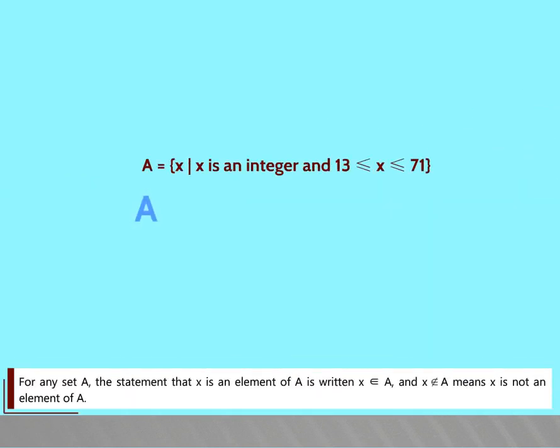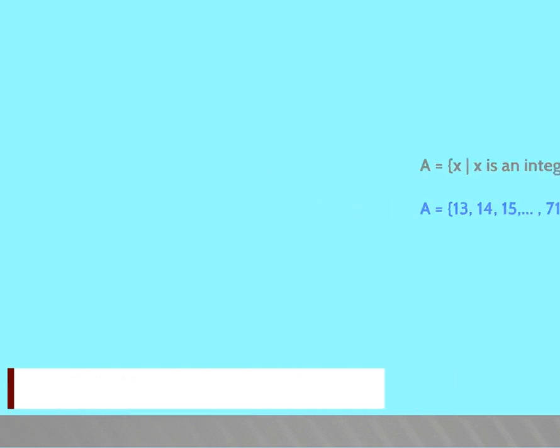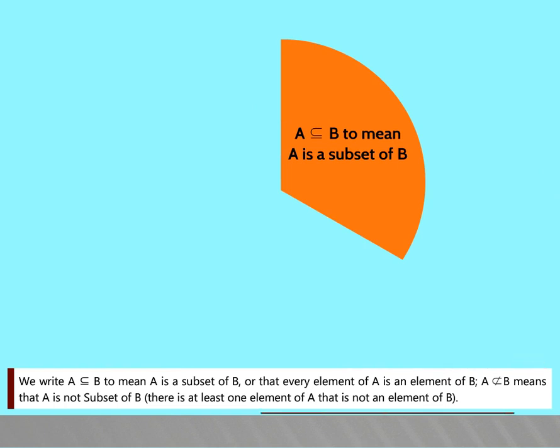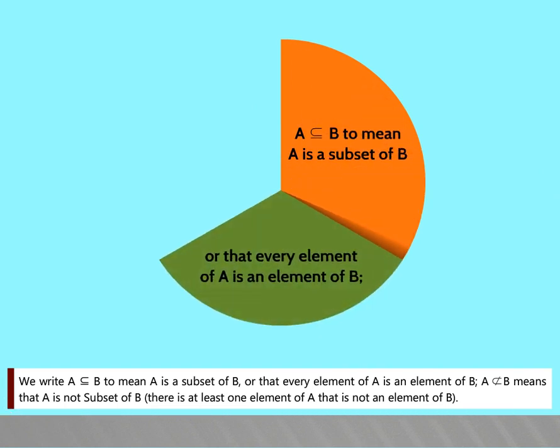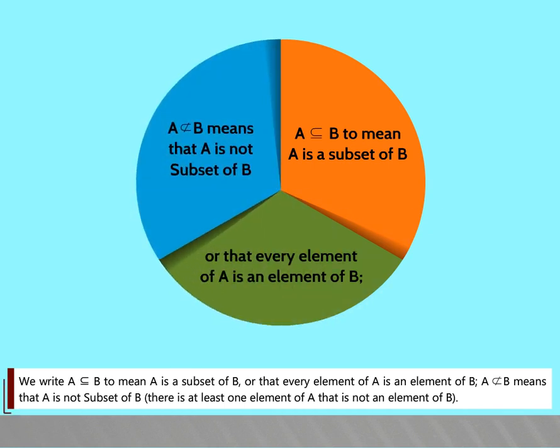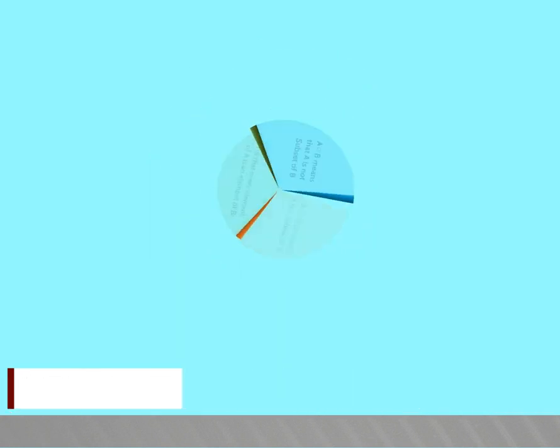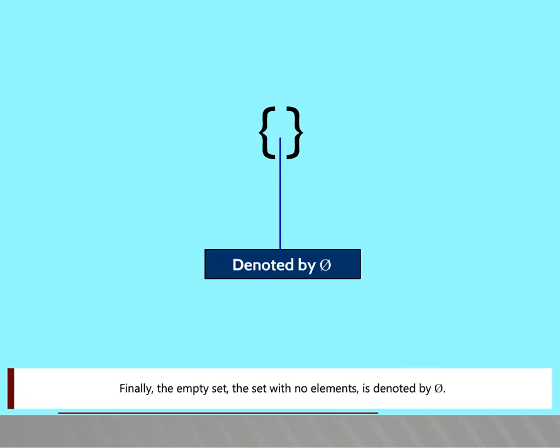For any set A, the statement that x is an element of A is written x ∈ A, and x ∉ A means x is not an element of A. We write A ⊆ B to mean A is a subset of B, or that every element of A is an element of B. A ⊄ B means that A is not a subset of B: there is at least one element of A that is not an element of B. Finally, the empty set, the set with no elements, is denoted by ∅.